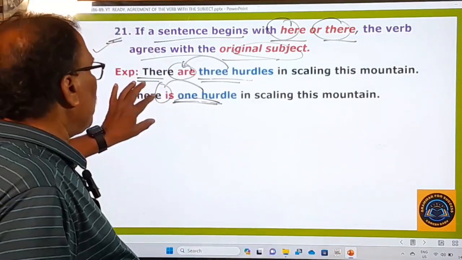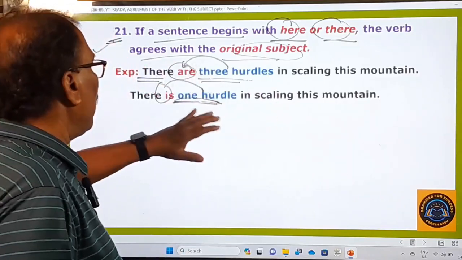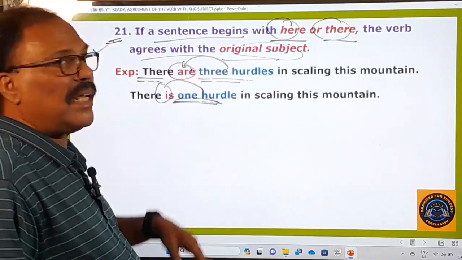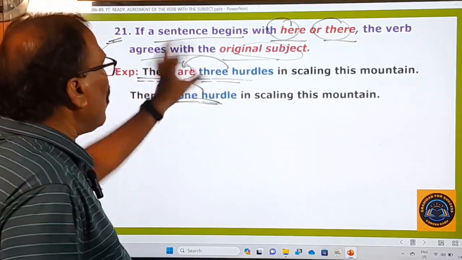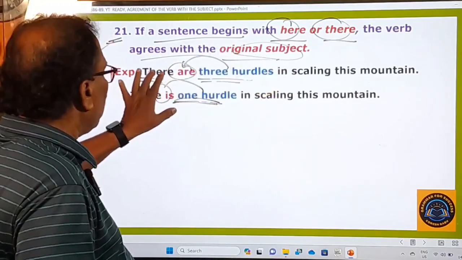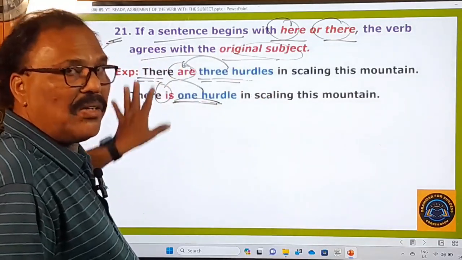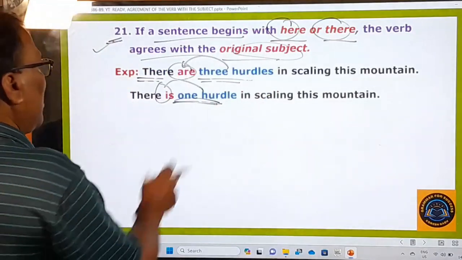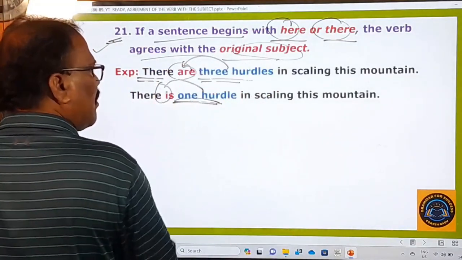You must take the help of this adverb. There is one hurdle in scaling this mountain. Okay, there are 3 hurdles in scaling. So like that, don't say 3 hurdles are there in scaling this mountain. No, that's not the style of saying things. You have to say the sentences only in this way. This is the right way, not that one. Right. And here, subject is plural, plural verb, subject is singular, singular verb, right?